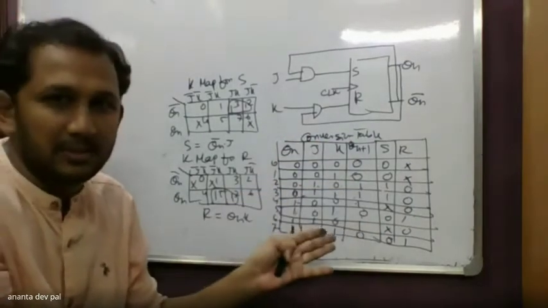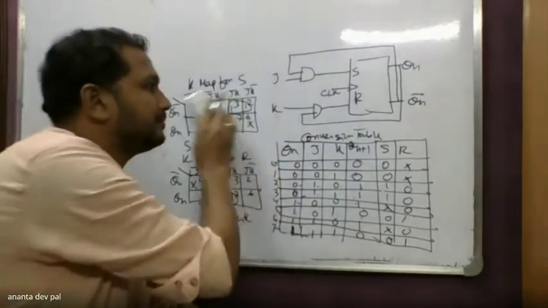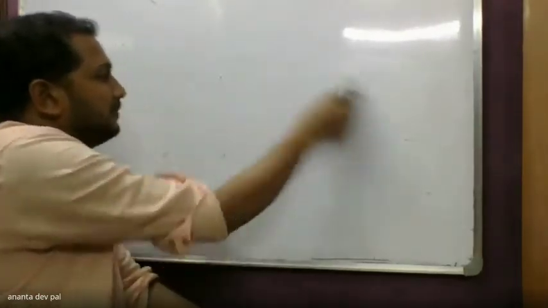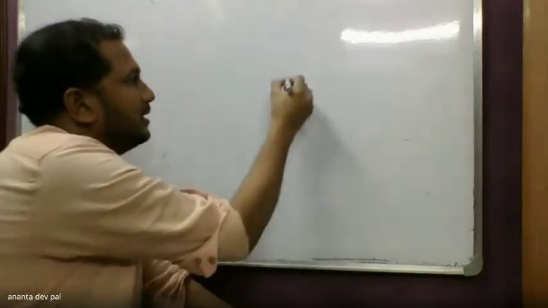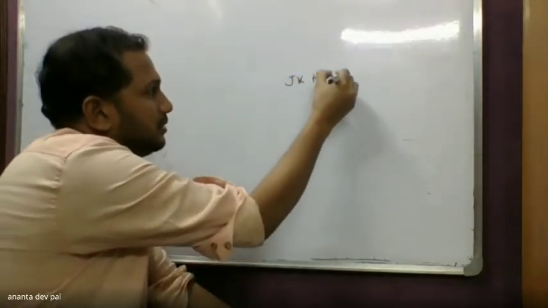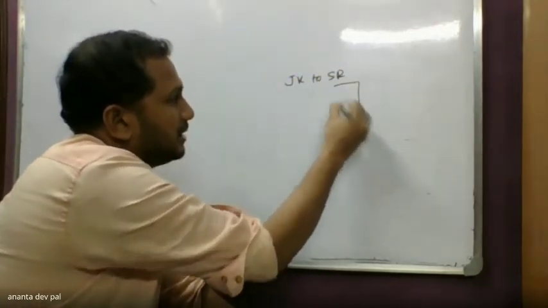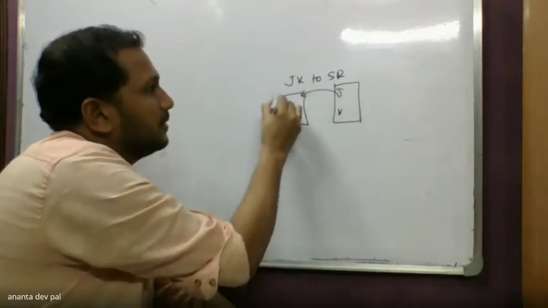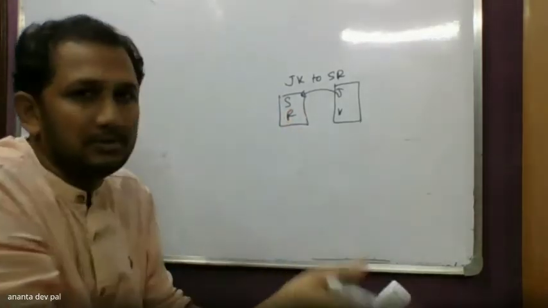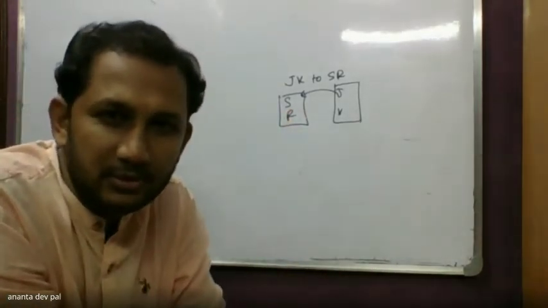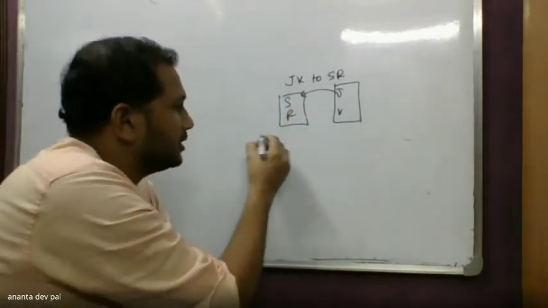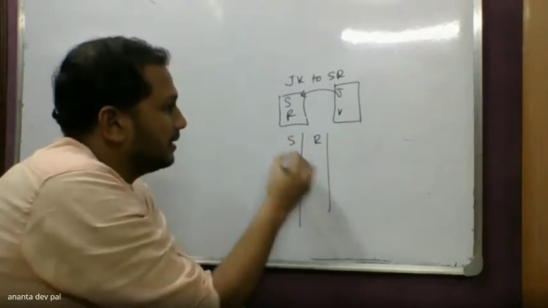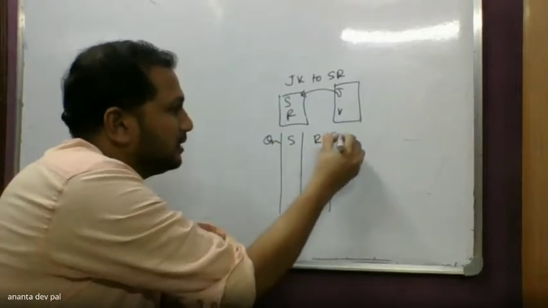So this is the basic concept of conversion. Now we can design the conversion of JK to SR. From JK we have to design SR. So the conversion table will be this SR table, with the given present state and the given next state. This is the basic concept.